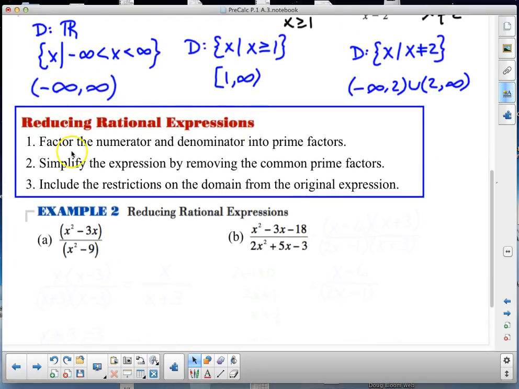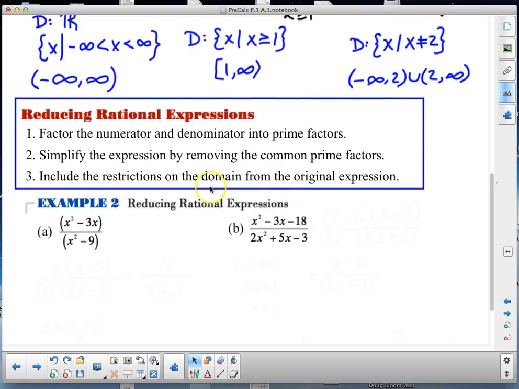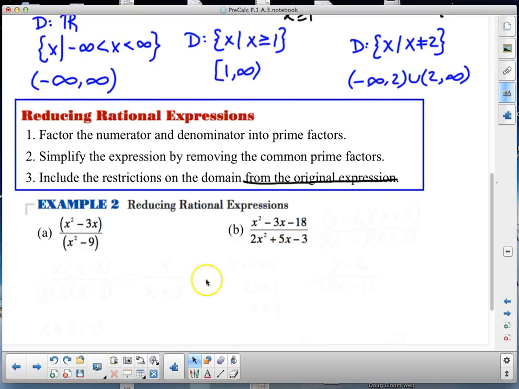Reducing rational expressions: factor the numerator and denominator into prime factors. Simplify the expression by removing common prime factors and include the restrictions on the domain from the original expression. Now this is important: the domain is from the original expression. We're going to be talking about removable discontinuities with this, but keep that in mind. For right now, all our domains are based on the original expression.